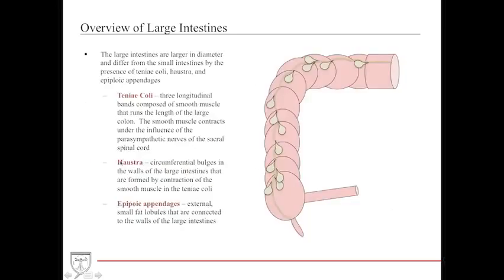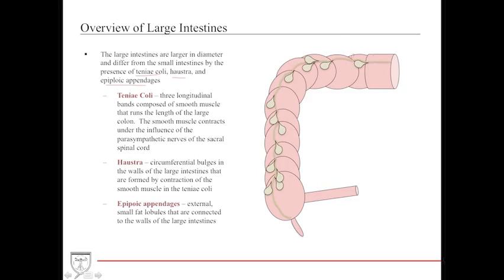While we look at the large intestines, they are much larger in diameter, and they differ from the small intestines by having three important characteristics. They have the tinea coli, the haustra, and the epiploic appendages. So the tinea coli are these three longitudinal bands that help with the constriction of the large intestines to help with propulsion of the contents through.